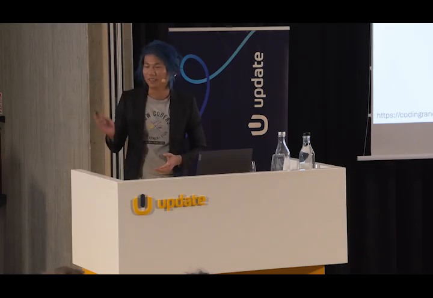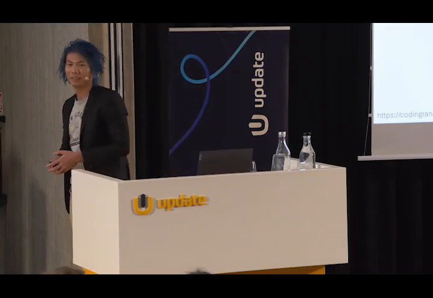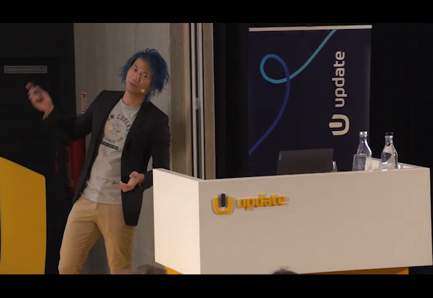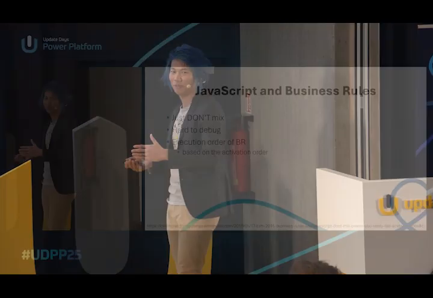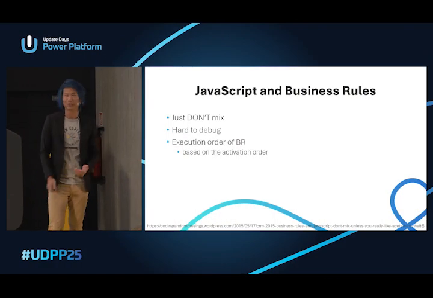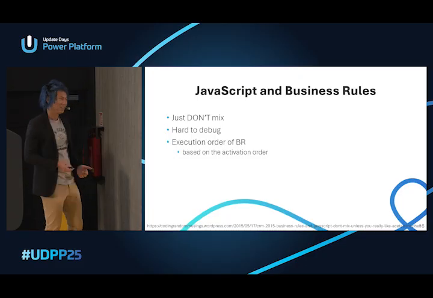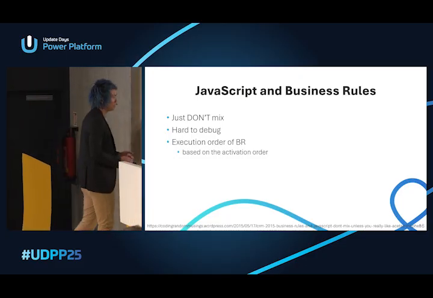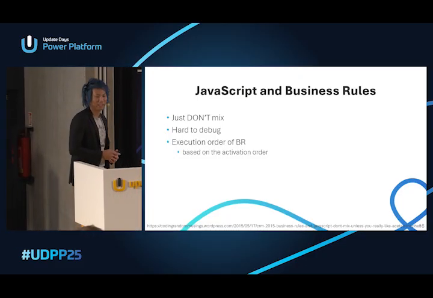And as Vivian mentioned in the first session, with business rules you can't really specify the order. The order is based on the order of execution, the activation of the business rule. So you may expect some unexpected behavior.